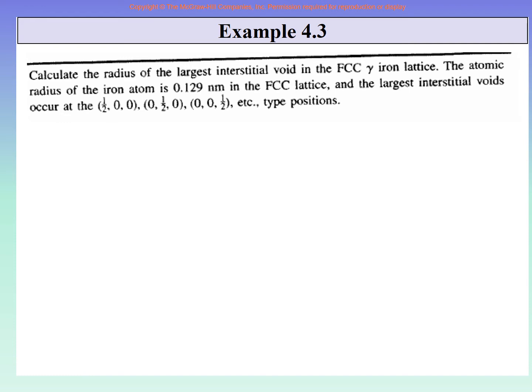And you know that you can find the value of a if the radius is given, which is given in the problem as an FCC. And then you can try to make some triangle in which some sides are known, some sides are unknown, and you can find the interstitial gap.